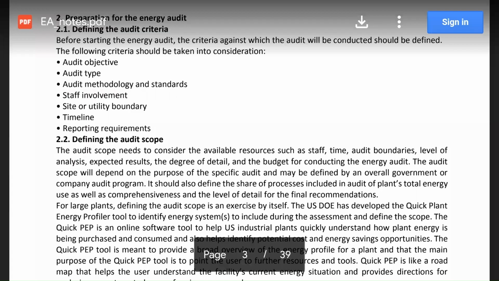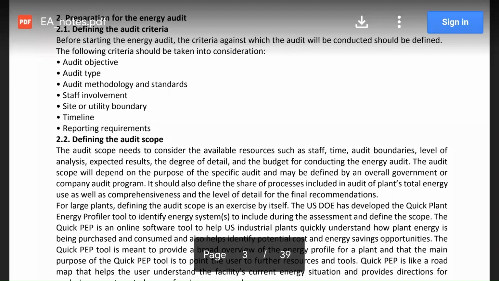So the energy audit criteria, as far as it is discussed, has many components as listed on your screen. The criteria to be taken into consideration are the audit objective, audit types, audit methodology, staff involvement, site or utility boundary, timeline, reporting requirements, etc. So we will briefly discuss these things.